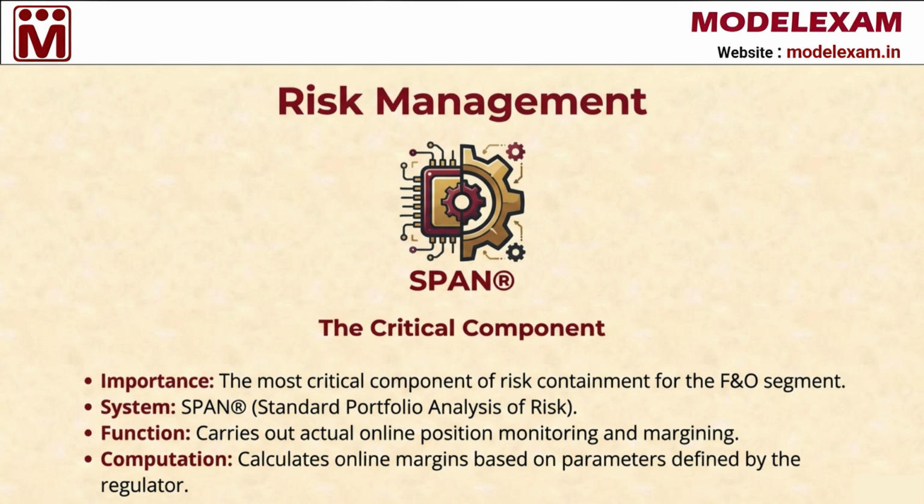Finally, bringing all of this together is the most critical component of the entire risk containment mechanism for the futures and options segment. This is a powerful software system known as SPAN, which stands for Standard Portfolio Analysis of Risk. This highly advanced system carries out the actual online position monitoring and margining work. It calculates the online margins accurately based on a strict set of parameters defined by the market regulator, ensuring the whole market remains mathematically and financially secure.